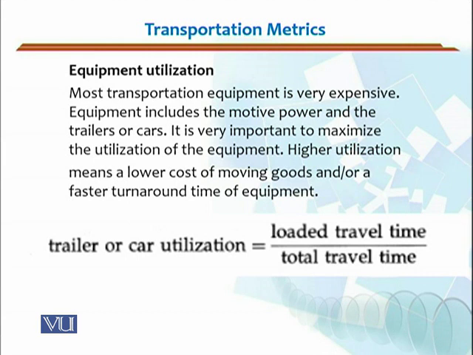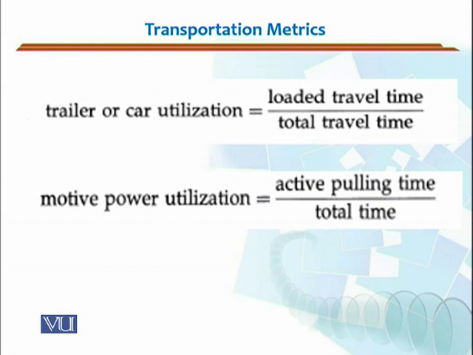So if your loaded travel time is higher or close to your total travel time, that means you have fewer deadheads and you will have a higher utilization of your trailer or car. Motive power utilization is another measure for the utilization. That is the active pulling time divided by total time. This measure is specifically used for the locomotives.